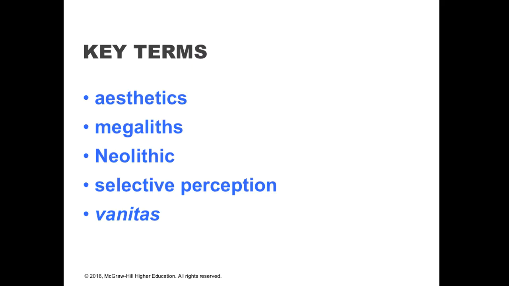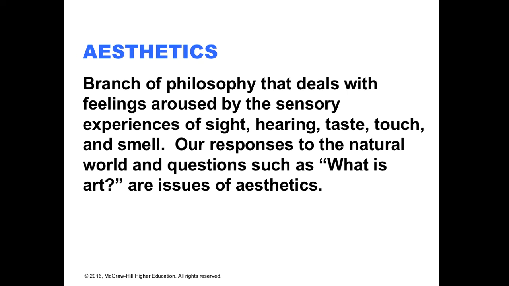Our key terms are aesthetics, megalith, Neolithic, selective perception, and vanitas. I'm going to actually say that aesthetics really happens in chapter 2, so I'm going to leave that over. That's more on page 25. I think our author made a bit of a mistake with this revision. So I'm going to skip this over. This is important to know, so don't skip that over, but look at page 25.